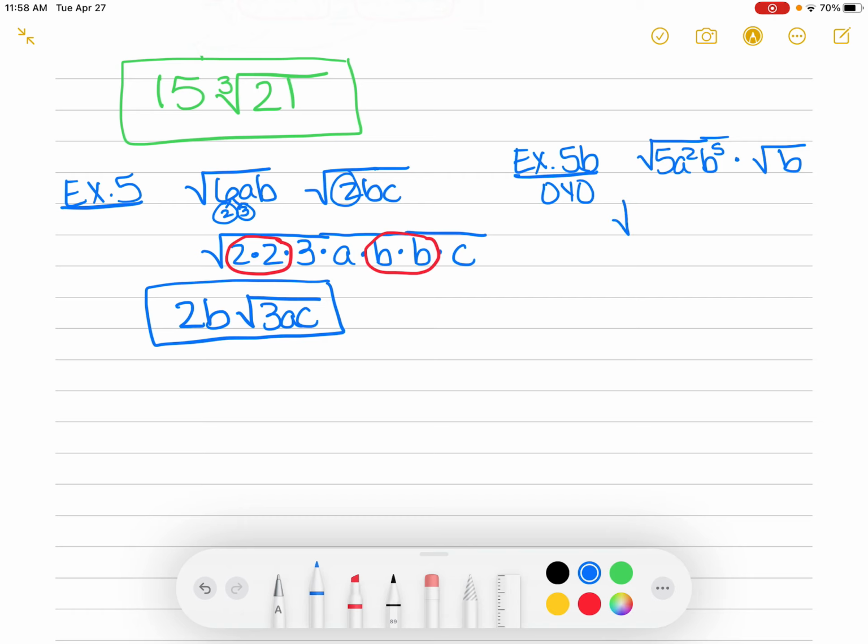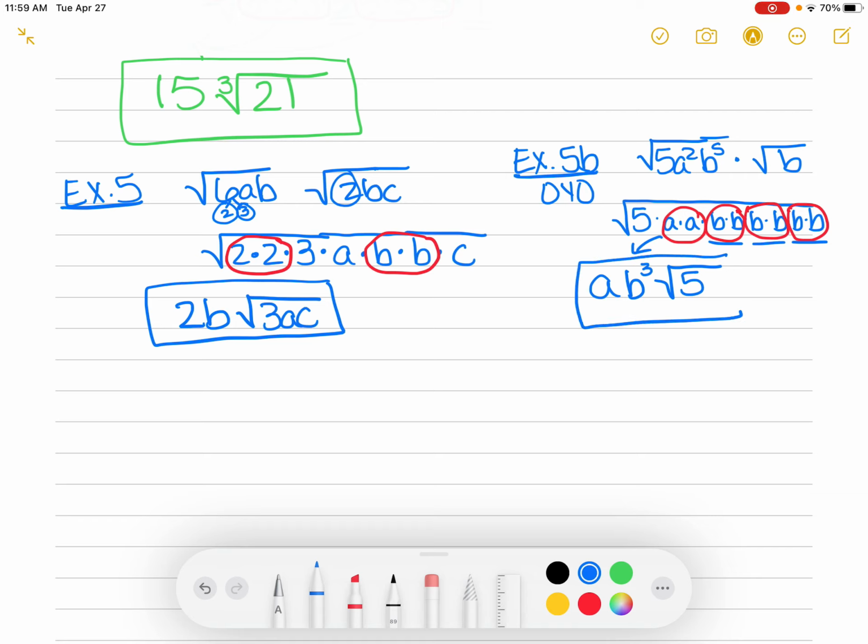Okay, now that you're back, we only had one number here, 5, and that's a prime number, so that's good. And then I can write out all of my variables just to help me with circling doubles. So I have 2 A's, and then I have 2 B's here, 2 B's here, and 2 B's here. So all of that has to come outside. The only thing that's staying inside is the 5. So now on the outside, I'm going to have an A, and then I'm going to have B cubed because I had 3 of them circled. And that's my answer for 5B.